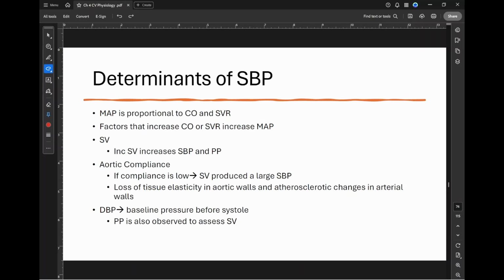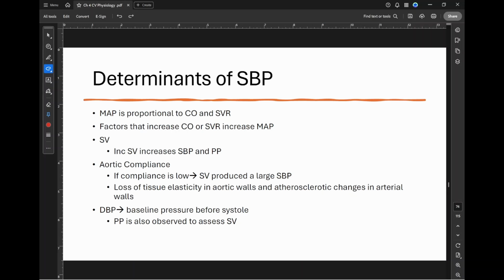Why? What did we learn about resistance on Monday? What are the two factors that determine resistance to flow? The length of the tube and the diameter, the radius. So with total peripheral resistance, I'm increasing the constriction of the vessels. If the resistance in the vessels increases, the diameter gets smaller and the pressure goes up. That's what's increasing systemic vascular resistance.